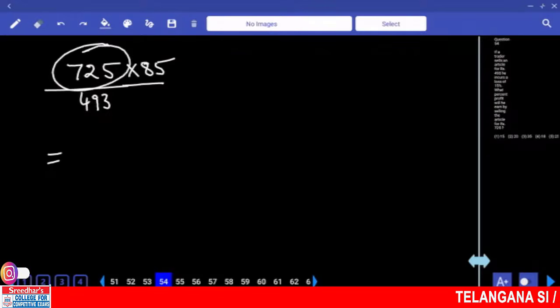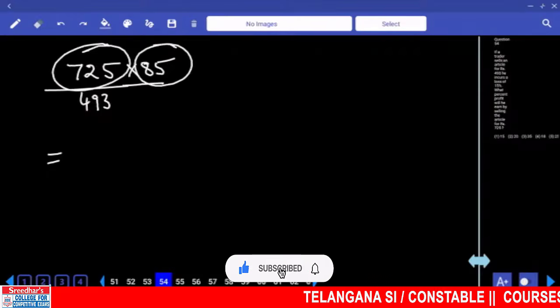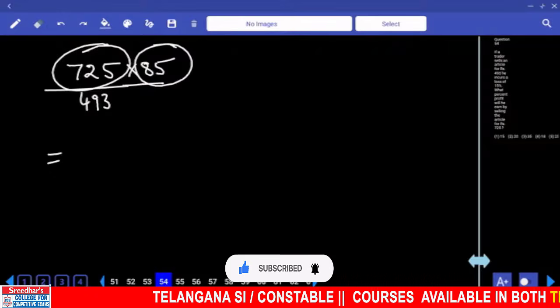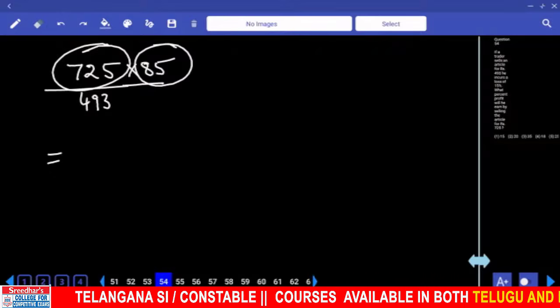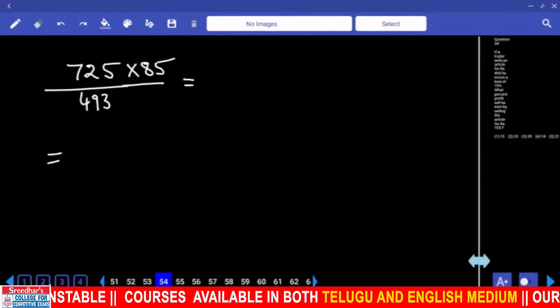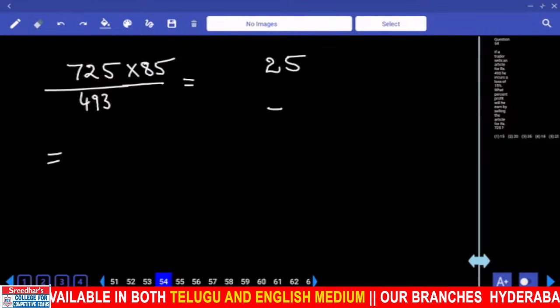This is 1 number, this is another number. The first one is a 3-digit number, the second one is a 2-digit number. My question is how many numbers are there? Both the numbers are ending with 5. Then your product should end with either 25 or 75.